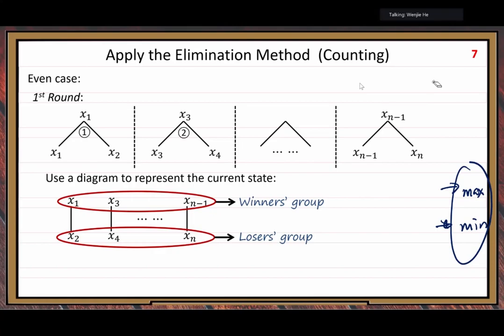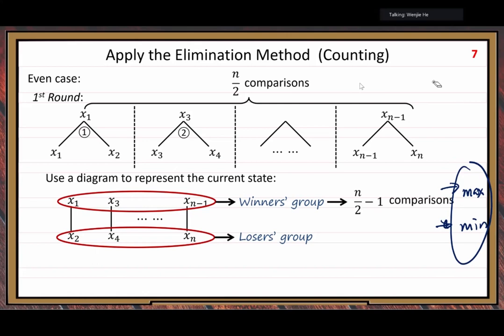Then we do n over 2 comparisons. So after that, we have a winners group and a losers group. In the winners group, we apply n over 2 minus 1 comparisons. We can find the maximum.